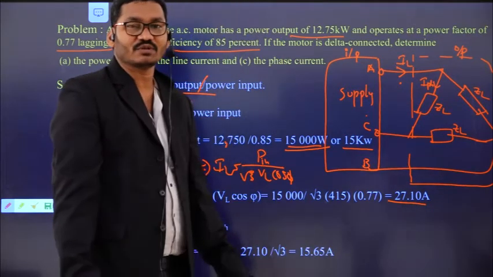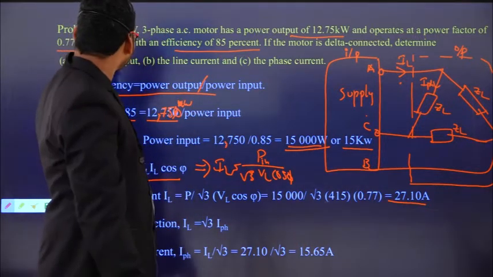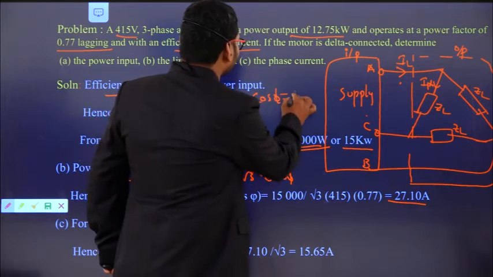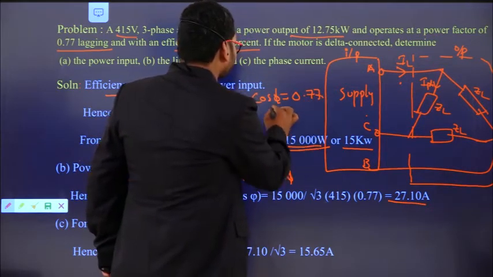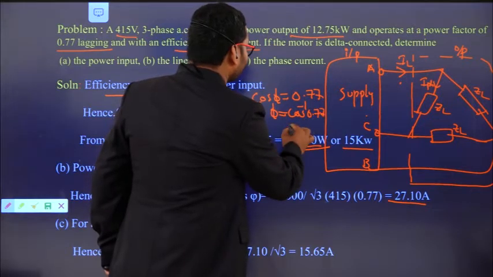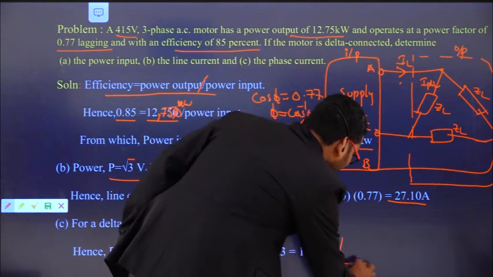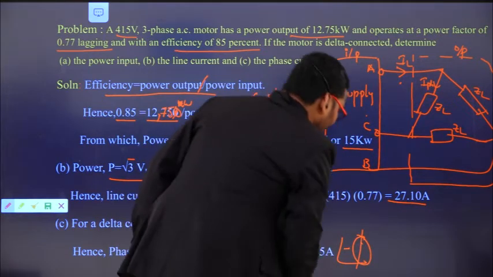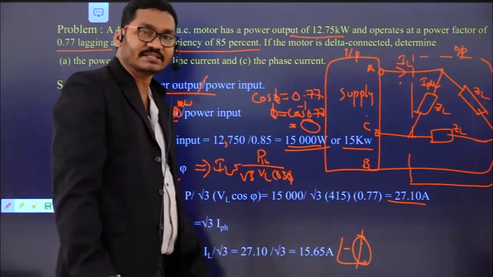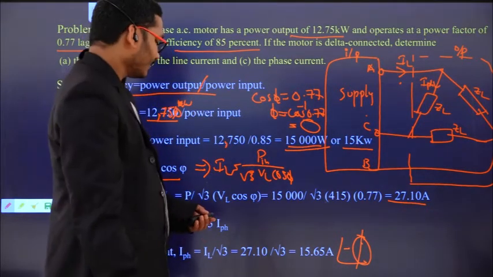Suppose you want to get the angle. Already you have the power factor cos phi, equal to 0.77. So phi equals cos inverse 0.77. This is the power factor angle. Make it negative, because it is lagging.